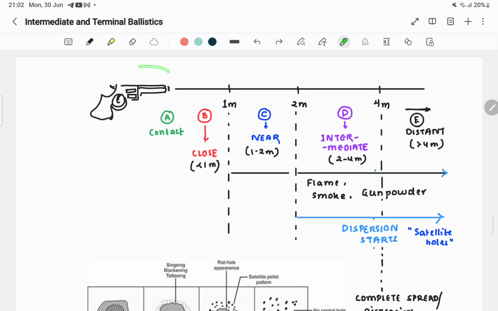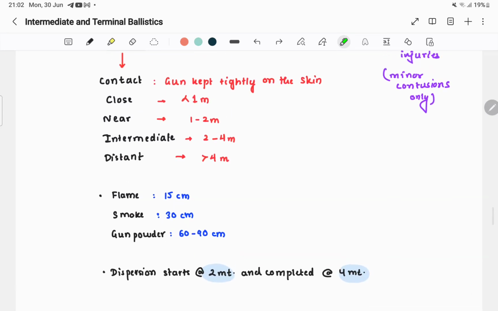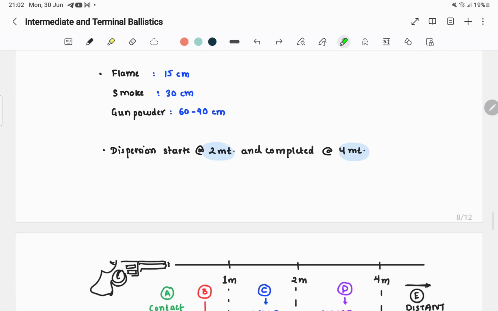A shotgun here means a shotgun, a country-made pistol or a muzzle-loading gun, something like a paradox pistol, anything. This is the contact shot. Contact shot is basically tight contact, with the gun kept tightly on the skin.